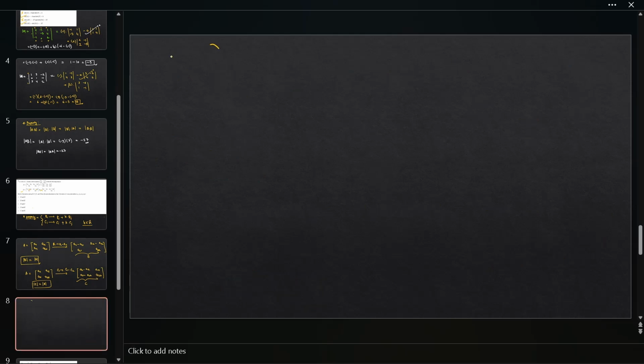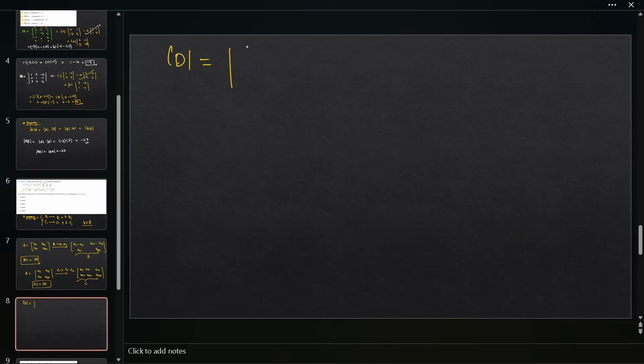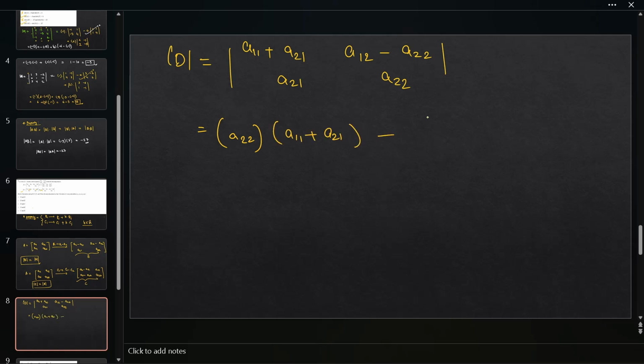So let's try to do it. If we expand the determinant of D, it's going to be the determinant of a11 plus a21, a12 minus a22, and here we have a21 and a22. So it's basically going to be a22 multiplied with a11 plus a21, minus a21 multiplied with a12 minus a22.